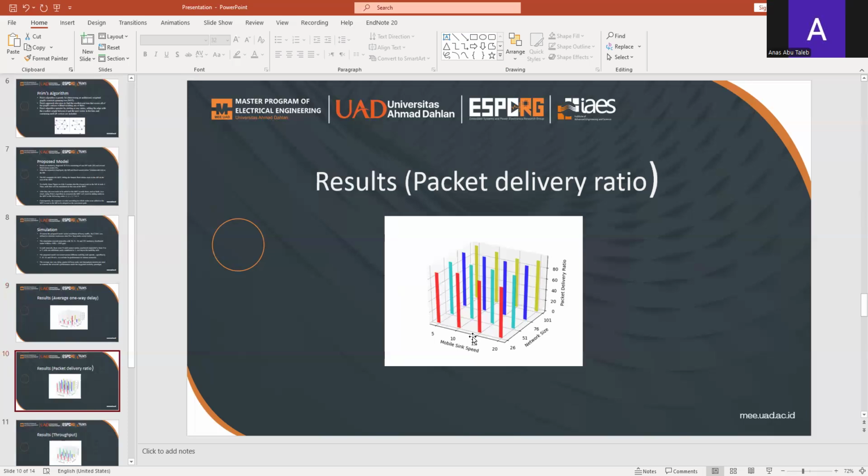Also, the results are consistent with the findings from average one-way delay, where networks with 51 and 76 nodes demonstrated the best performance in terms of packet delivery ratio across all mobile sync speeds.